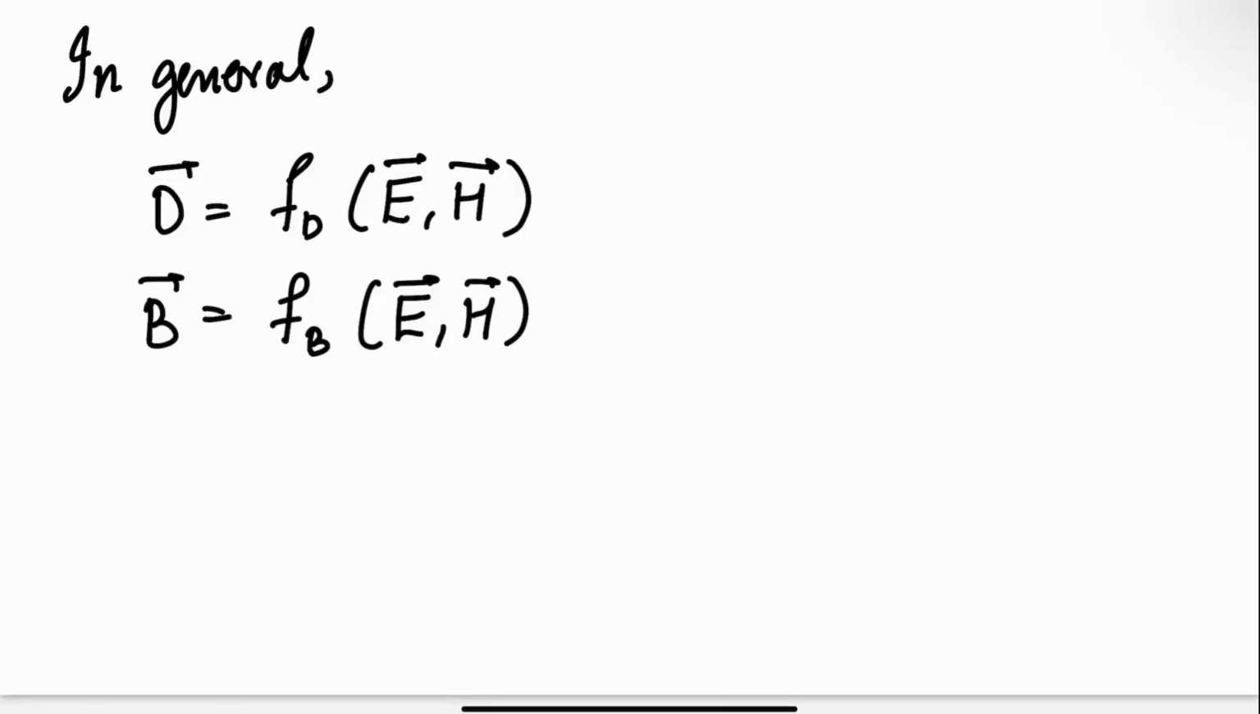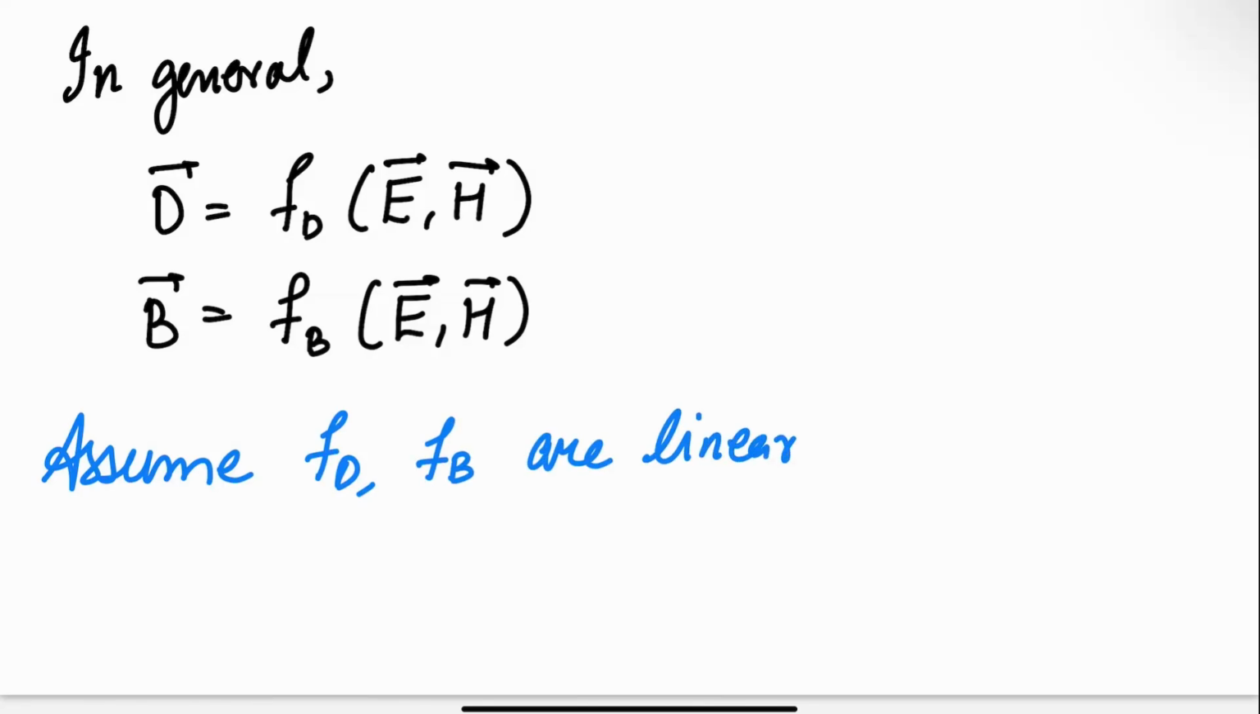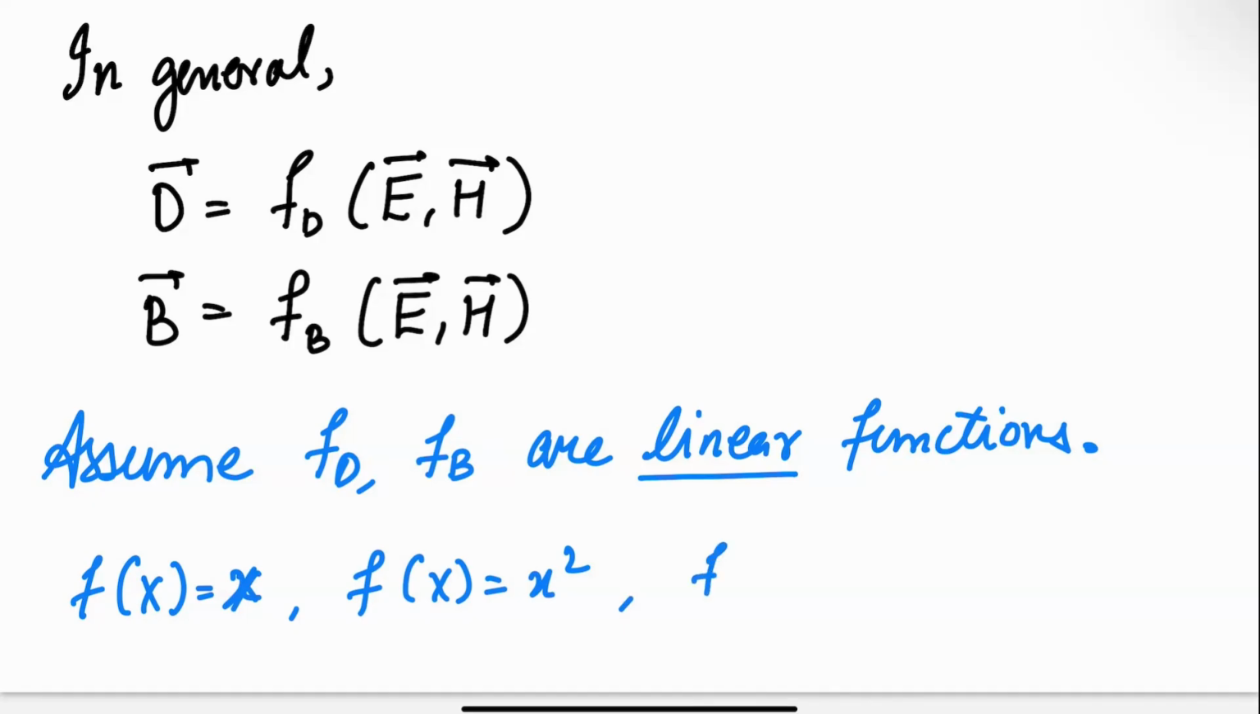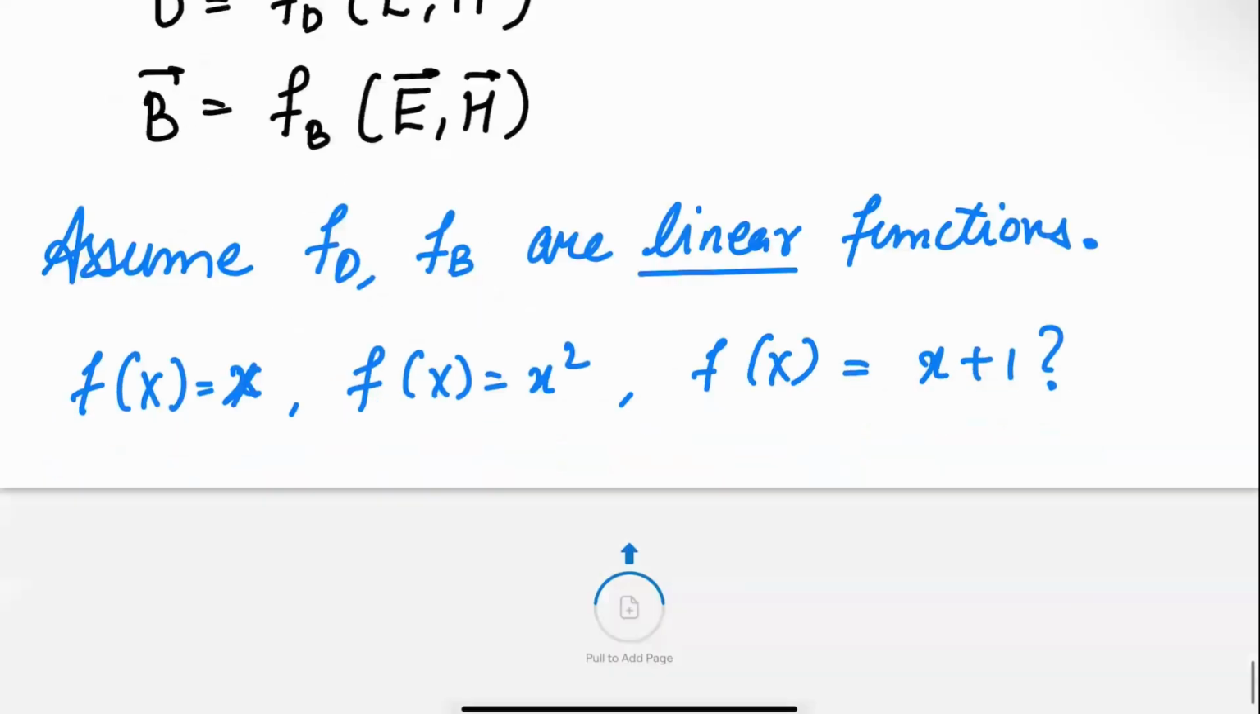First we will start by assuming a simpler case. Assume F_D and F_B are linear functions. Linear has a specific meaning. For example, f of x equal to x is a linear function. F of x equal to x squared is also a linear function. And it's an interesting question: f of x equal to x plus 1, is this a linear function? Let you think about that.